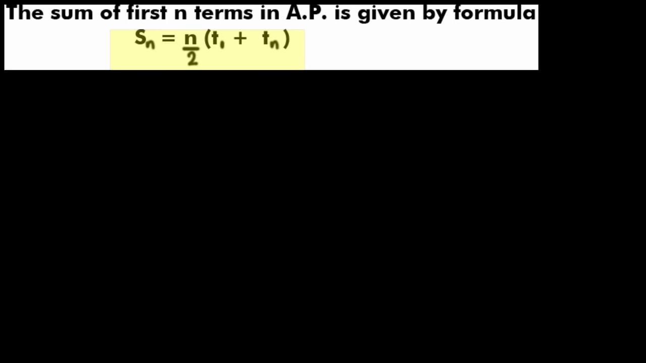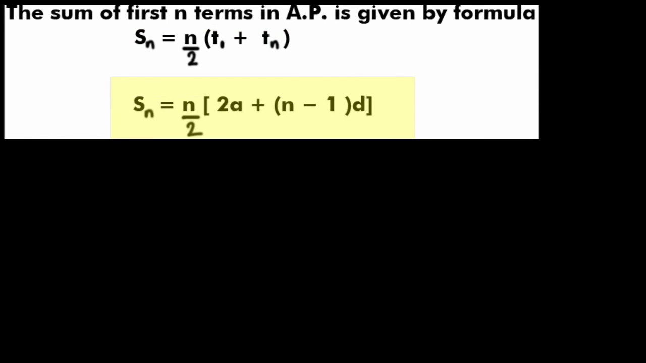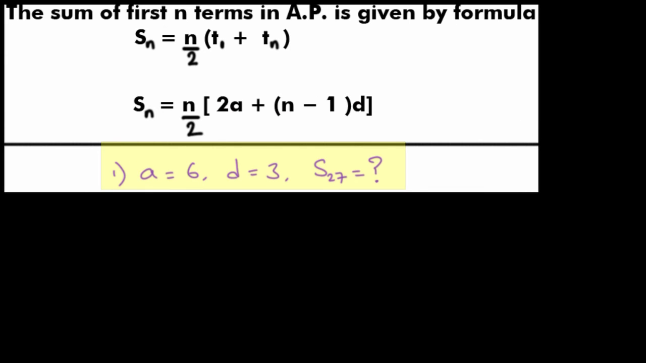The sum of the first n terms in the arithmetic progression is given by the formula Sn is equal to n upon 2 into T1 plus Tn, or Sn is equal to n upon 2 into 2a plus n minus 1 into D. Find S27 for A equal to 6 and D equal to 3.